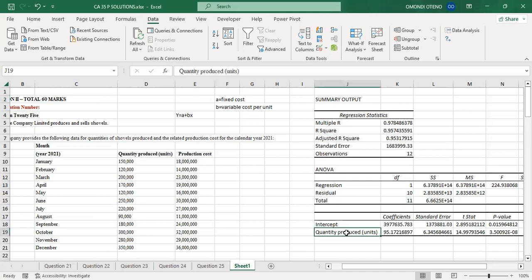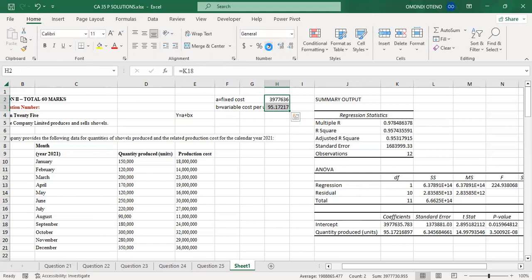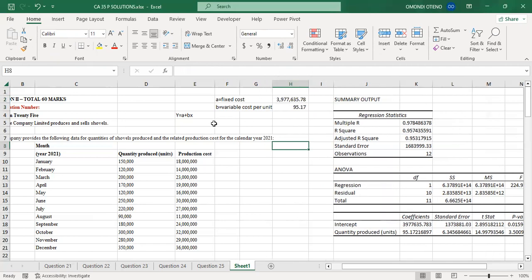So if we check down here what we generated, quantities produced or units here will give us the value of B. So this one here will give us the value of B, which is now the variable cost per unit. So as per our results, variable cost per unit is this, and our fixed costs here we've identified to be 39. So that's what we have as our fixed costs. So from this point here, we are able to come up with a production or cost function.